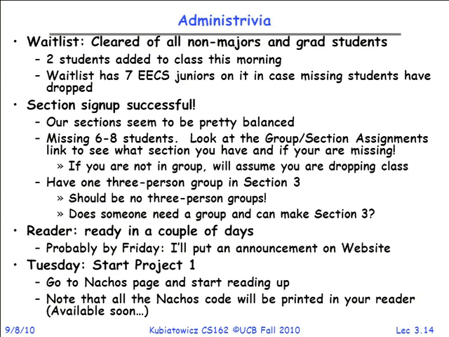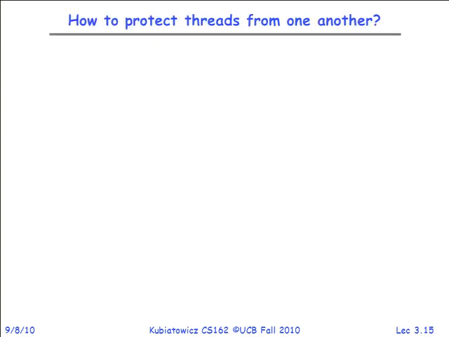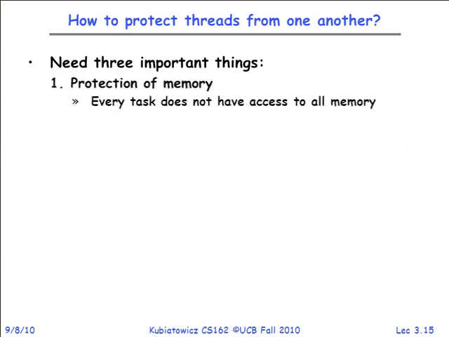So, how do we protect threads from one another? Well, we need a few things. First of all, we need to protect memory. Remember the very first day I told you about protecting memory. You want to make sure that every thread doesn't have access to every other thread's memory space unless that's an intended thing.